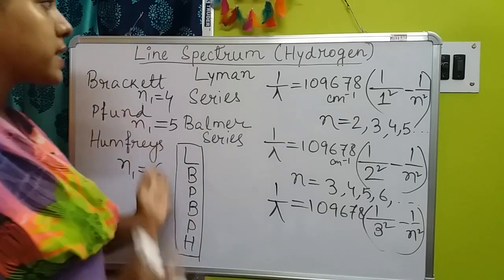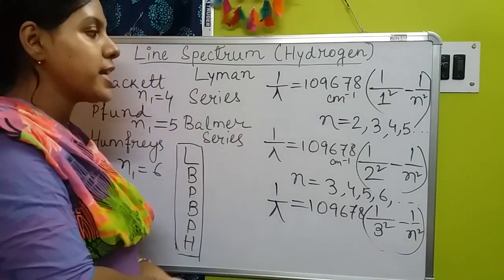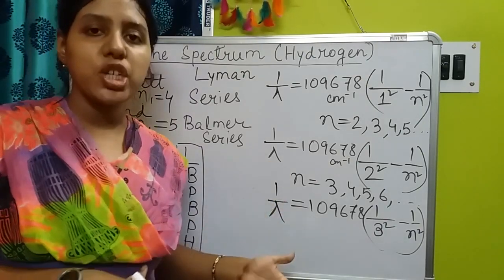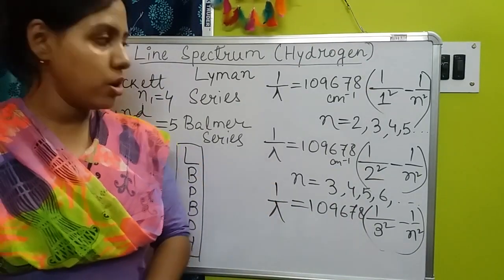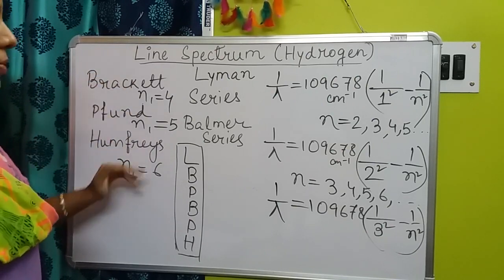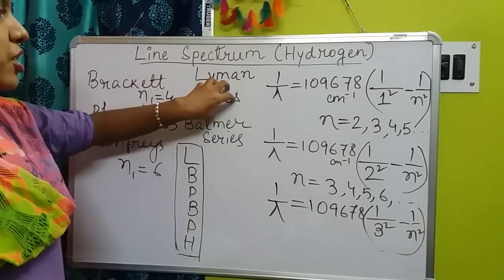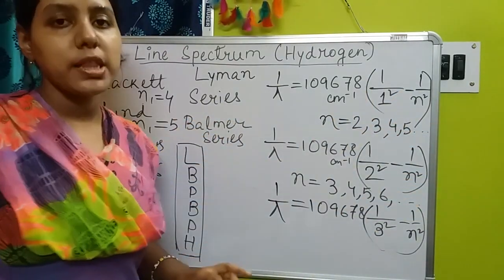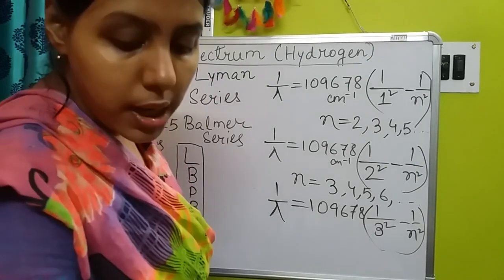So this is actually the total line spectrum for hydrogen, where we can get all the wavelengths for all the lines, whether in the UV region, the visible region, or the infrared region. The last three are in the infrared region. Clear? So Lyman is in the UV region, the second is visible only, and all the remaining four are in the infrared region. So this is the line spectrum.